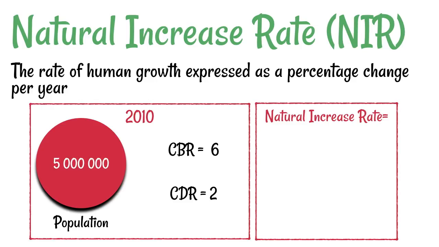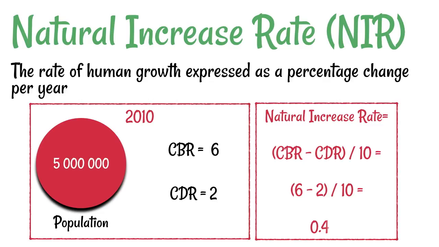Now, to get the natural increase rate, we've got to do the crude birth rate minus the crude death rate. We take that number and we divide it by 10 because we don't want to be using values per 1,000, which is what crude birth rate and crude death rate are, but we want to convert it into a percentage. So 1,000 divided by 10 gives us 100, so we're working with out of 100, which is a percentage. 6 minus 2 divided by 10 for this population gives us 0.4%.